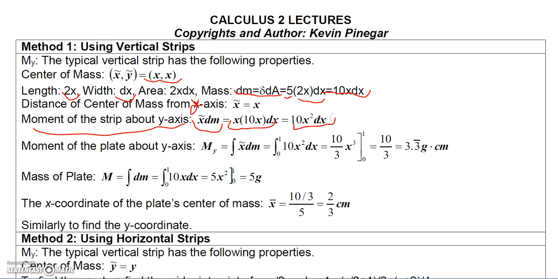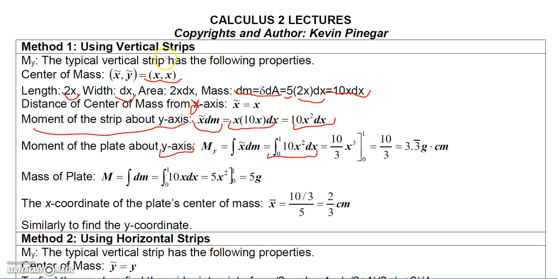Okay, so now to find the moment of the plate about the y-axis, we simply integrate what we got up here, which was the 10x squared dx. That's the moment about the y-axis. And so you know how to integrate that, so I won't waste time here, but you get 10x cubed over 3 and integrate it from 0 to 1.